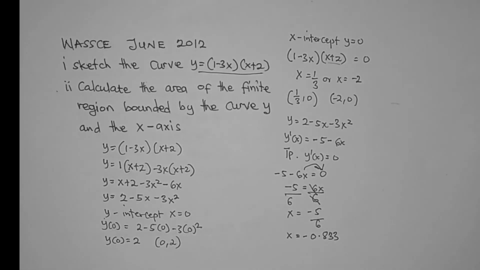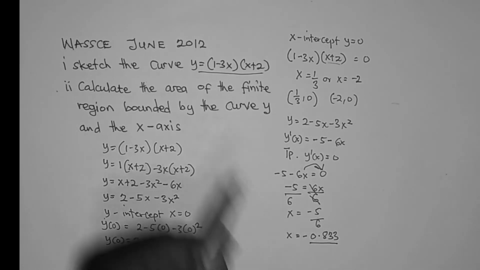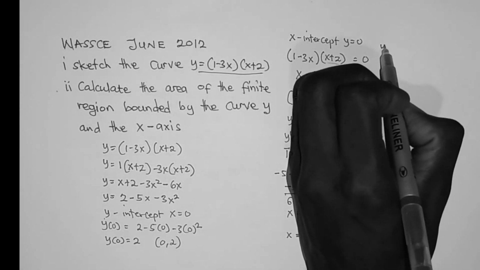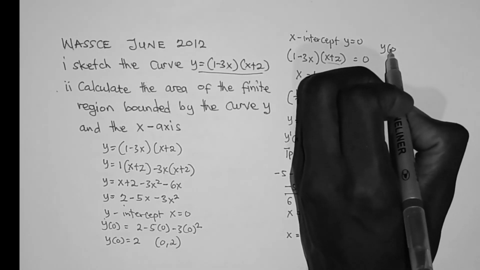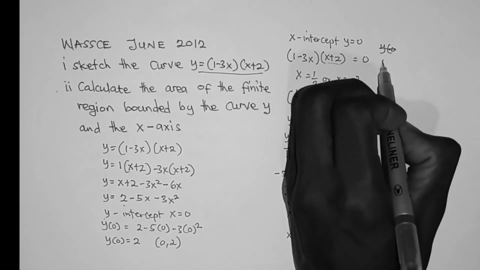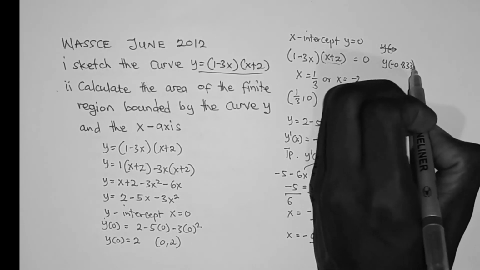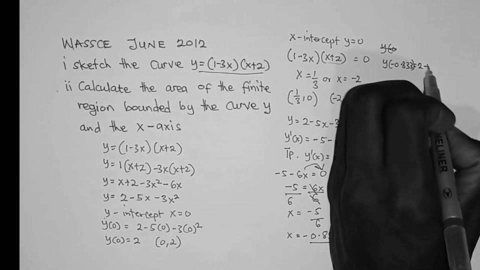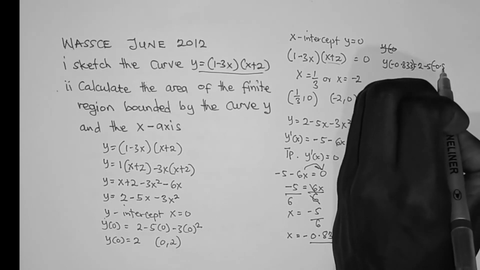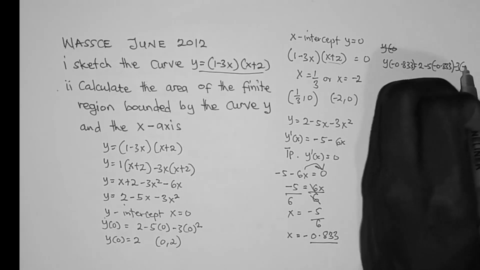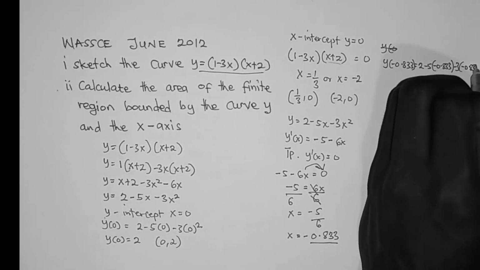This minus 5 over 6 is equal to minus 0.833. So having found the value of x, let's go ahead and put this value of x into the function y and then find the y component of the turning point. So y of minus 0.833 is equal to 2 minus 5 times minus 0.833 minus 3 times minus 0.833 squared.